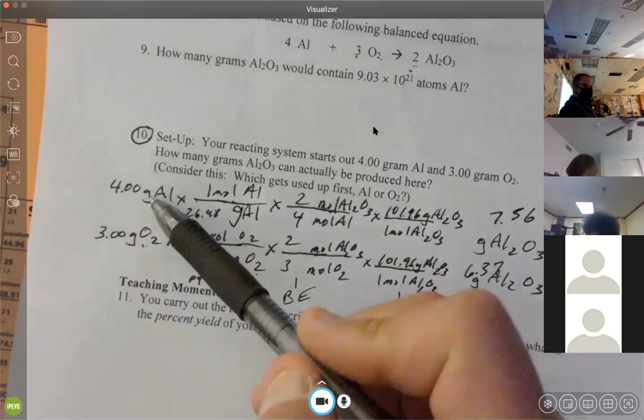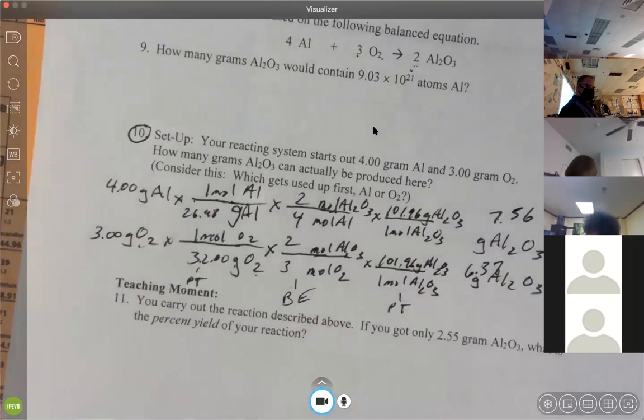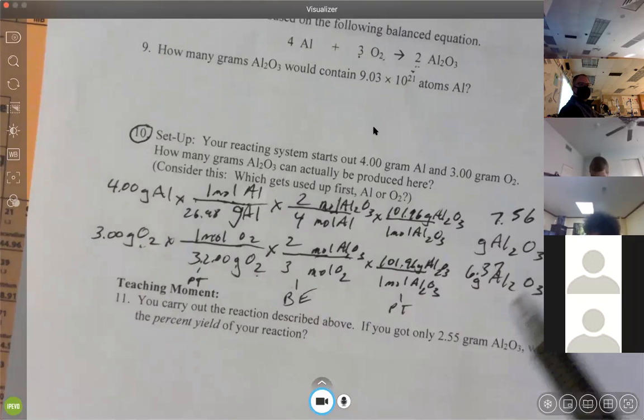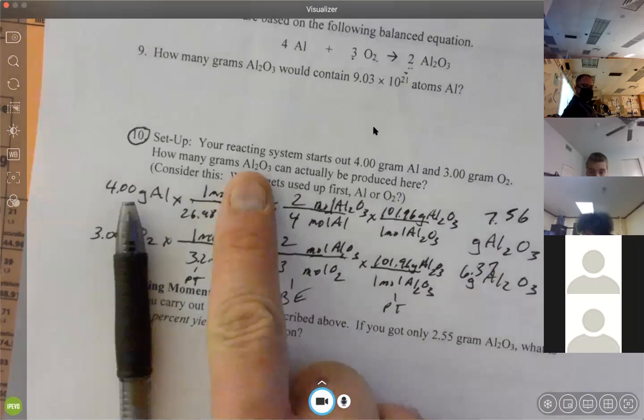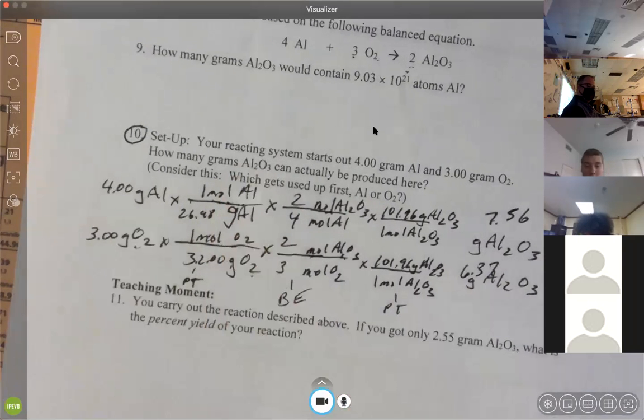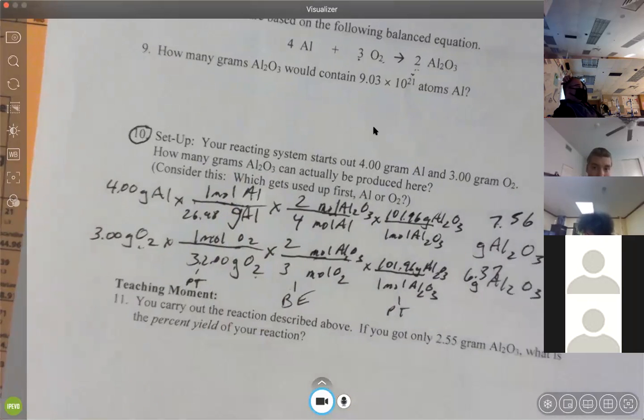If we put both of these together to react, which of these amounts can we truly make? So if we put both of these into the system, which of these amounts will actually be truly made? 6.37. Why? Because it is the amount that is smaller. We said in class that it would be the 6.37 because it is the amount that is smaller.